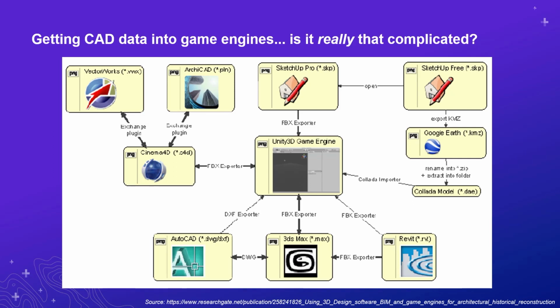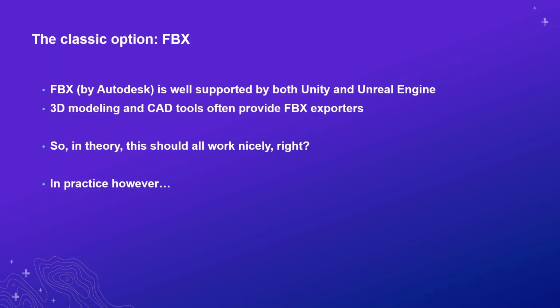So, getting CAD data into game engines, is it really that complicated? I found this figure in a research paper which shows a number of applications that basically circle around the Unity game engine here. Everybody who works with concrete projects knows that there's a lot of tools involved, a lot of different file formats, and you always keep on trying to figure out how you can get your data from one application to the next. What we see here is that into Unity, in this case, the FBX format is rather frequently used. So FBX has really been the classic option so far.